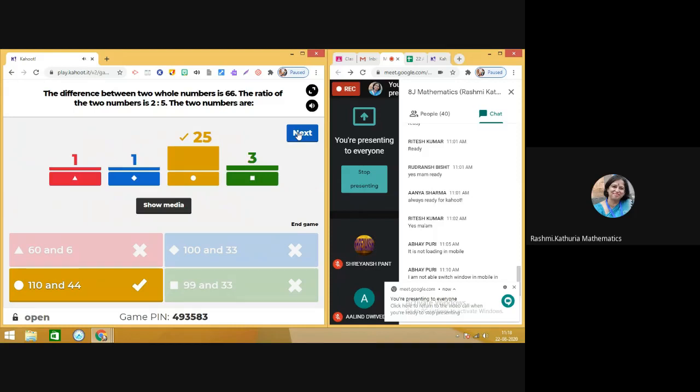What, 25 students have done it correctly. Yes, the answer is 110 and 44. I hope you have applied the relationship which is given over here. Ratio of two numbers is 2:5. You must have taken the common factor and found the two numbers, and the difference between the whole numbers is 66. So you see that this answer 110 and 44 is the correct one.